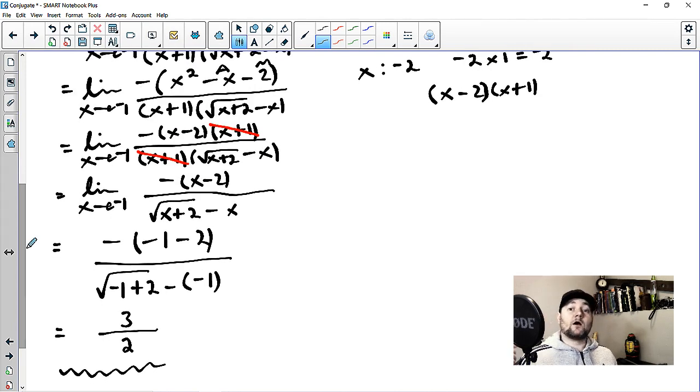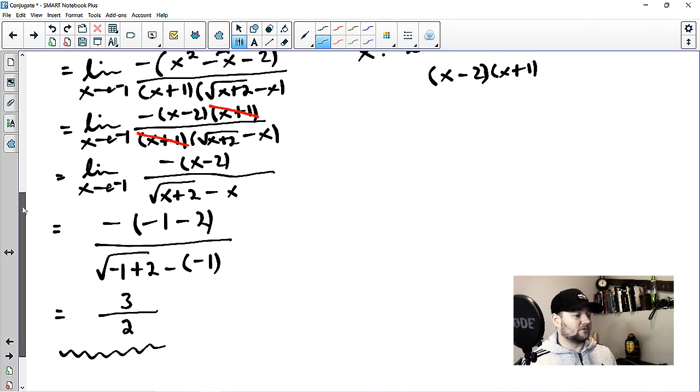All right, so let's go ahead now and look at another example. This one's a little bit harder because it has a little bit more work involved with it, but the philosophy remains the exact same.